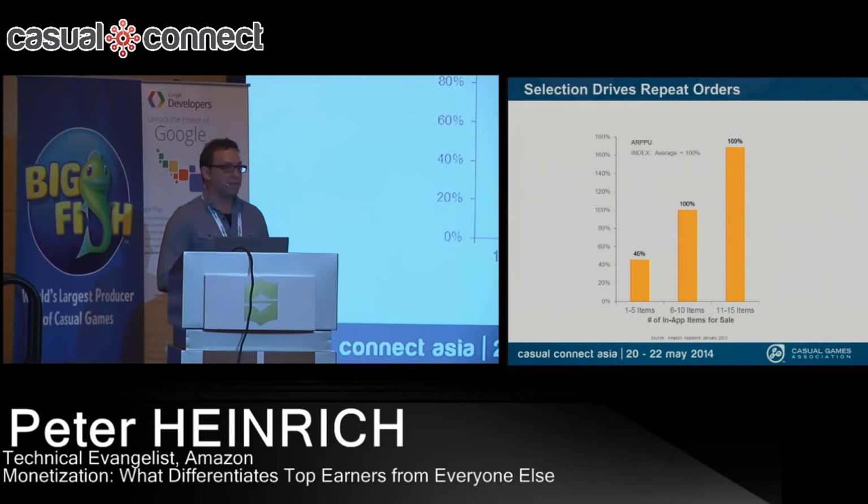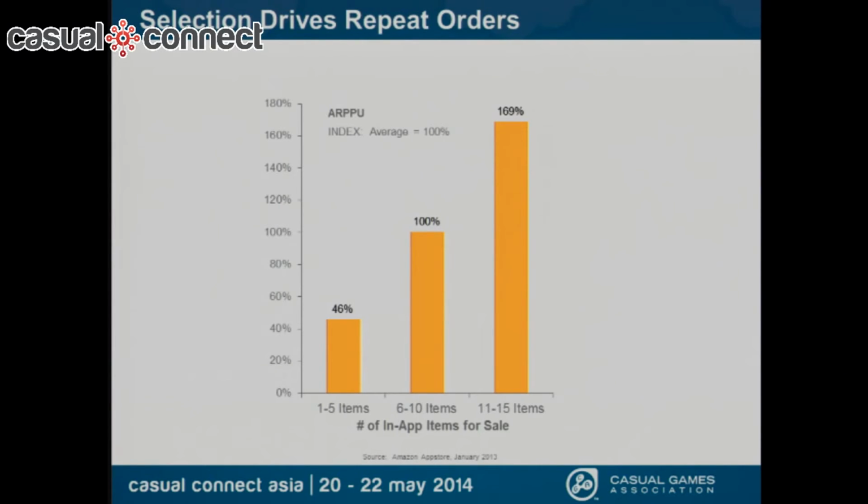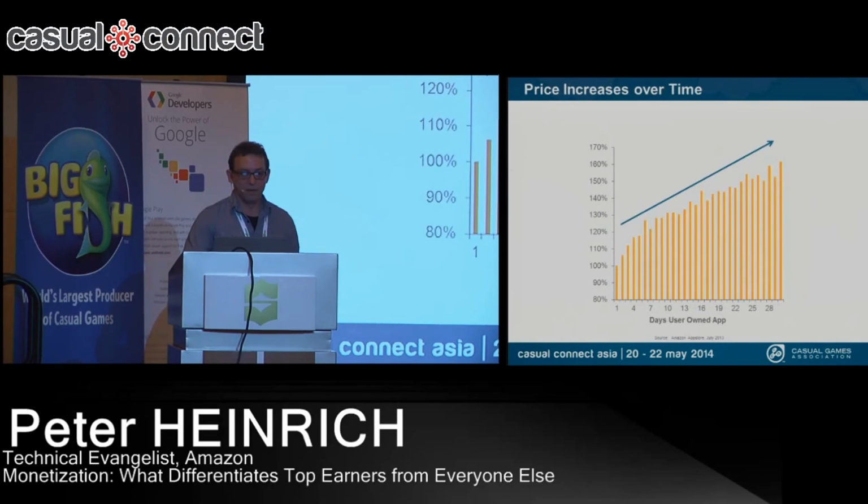So there are a couple things that we determined based on our analysis. Number one, selection drives repeat orders. So there doesn't seem to be an upper limit here. The more items that you can put in your app store, the more revenue you'll generate. Actually, 2% of all your customers generate just 30% of your sales. So it makes sense to continue to add items to your catalog to encourage them to come back.